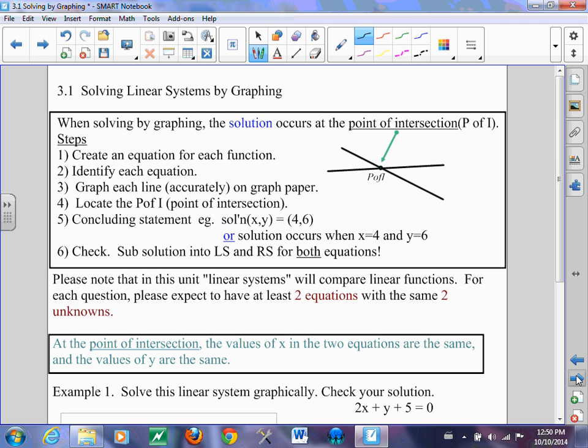All right, so ladies and gentlemen, when solving by graphing, the solution or the answer occurs at the point of intersection. And we're going to use P of I for a short form. So you're going to take 2 lines, put them on a graph, and where they intersect or where they cross is called the point of intersection. So you will always have a solution in a linear system unless the lines are parallel. And if the lines are parallel, they have the same slopes, so you won't be able to get a point of intersection. There will be no solution.